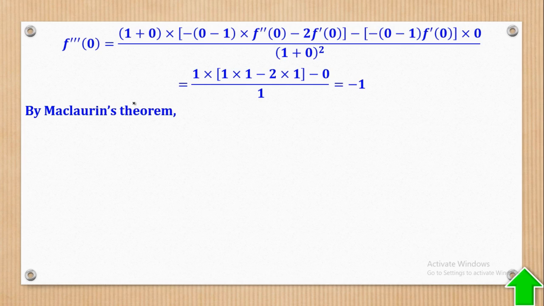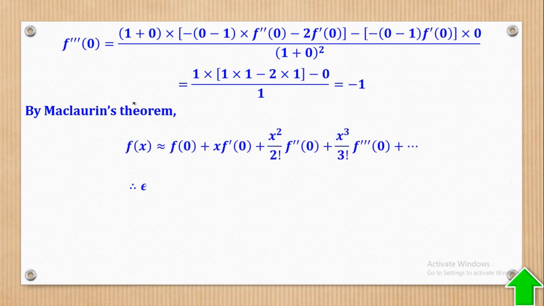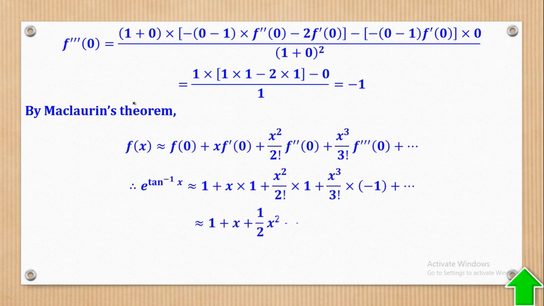Then by Maclaurin's theorem, first quote it, then substitute, and then use the calculator to simplify. And that's what they wanted.